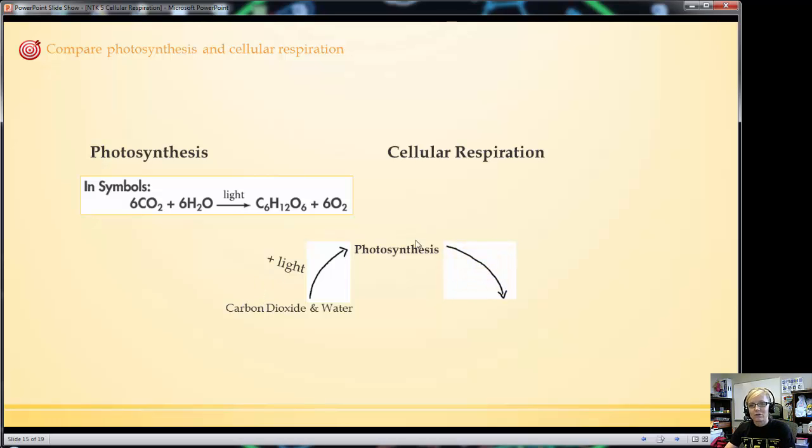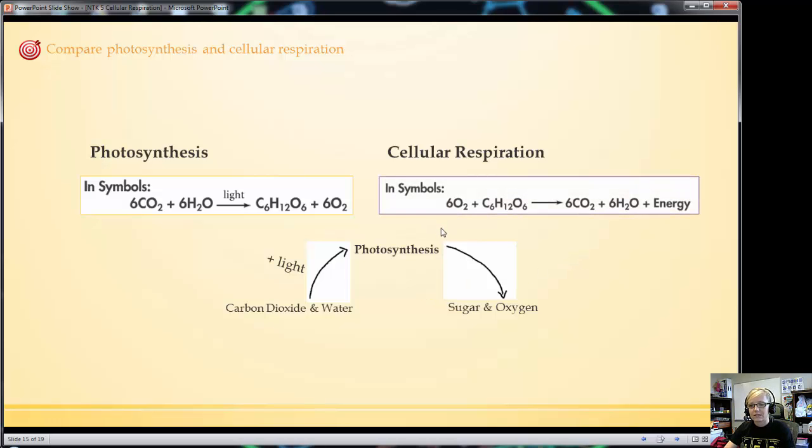What happens after photosynthesis? What are our products? Well, we know that there's glucose that's produced, a sugar molecule, and some oxygen. All right, so now what's needed for cellular respiration? Oh my goodness. Glucose, sugar, and oxygen are needed for that process. Okay, so then what happens now? I guess we can do cellular respiration. And then once we do cellular respiration, what's produced? Oh, carbon dioxide, water, and energy.